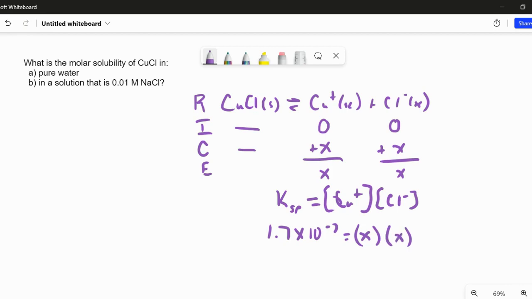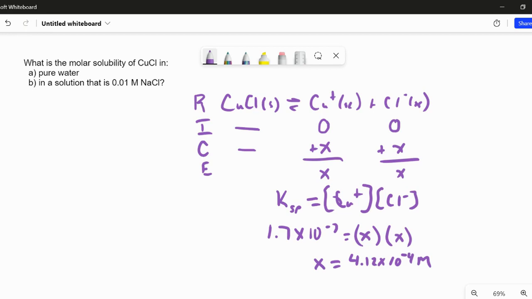Just a reminder, the exponent on these is the coefficient. Both of these have a coefficient of 1, so they both have an exponent of 1. If one of them had a coefficient of 2, then we would have to raise the exponent to 2. But in this case, it's a 1-to-1 ratio, so it's just an exponent of 1. If you solve this for X, you will get 4.12 times 10 to the negative 4 molar, meaning that when we dissolve copper chloride in solution, the maximum concentration of copper ions and chloride ions will be 4.12 times 10 to the negative 4 molar in pure water.